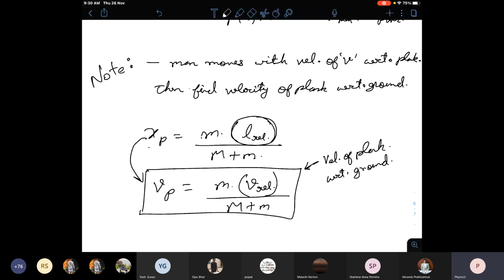Even if acceleration was asked, again you would have differentiated it again. But acceleration is not asked. Till now it has never been asked. Just for being on the safe side I am telling you that. So this is how you can see the velocity of the plank.